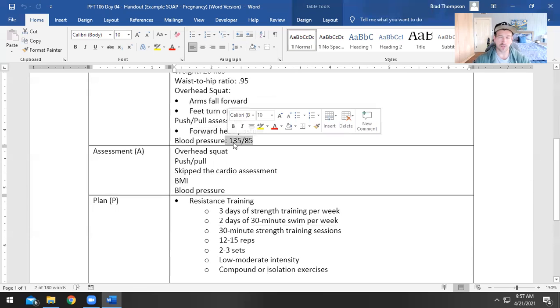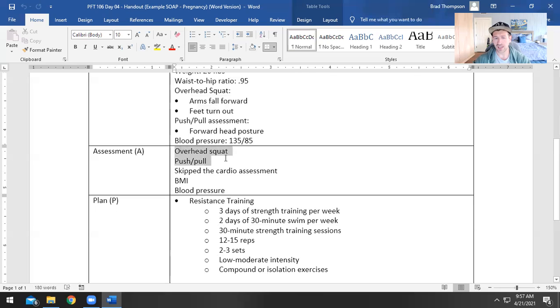Blood pressure is about 135/85, so that's pre-hypertensive. She's on the road to hypertension. That is another thing we definitely want to adjust. Assessments we're going to keep an eye on: overhead squat, pushing and pulling. We're going to continually check BMI and blood pressure as well.